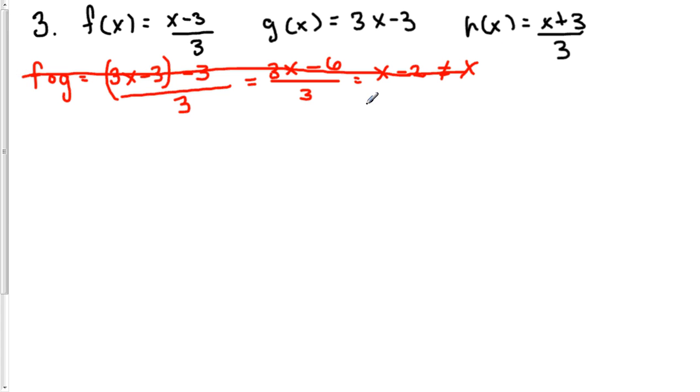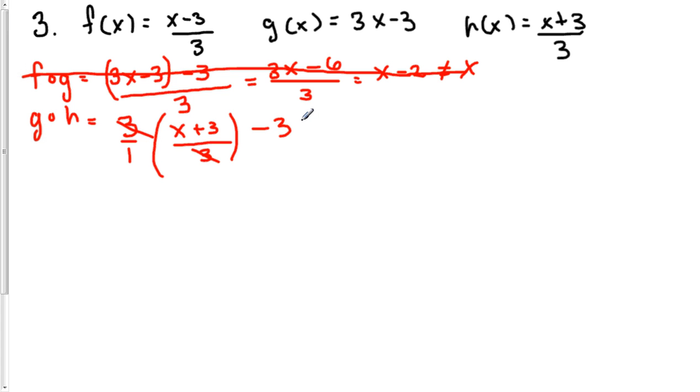So let's try a different set. Let's try g and h. So for g and h, I'm going to take g of h. So I write my function g, and I plug in the function h. I see that I have a 3 here and a 3 here. They can cancel each other, leaving me with an x plus 3 and a minus 3. Plus 3 and minus 3 cancel, so I'm left with x. So g of h works.